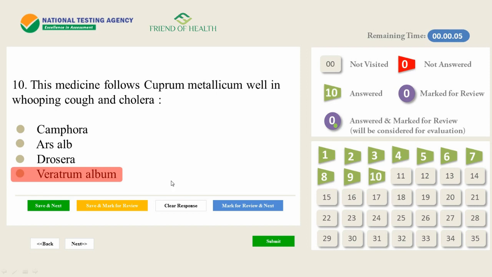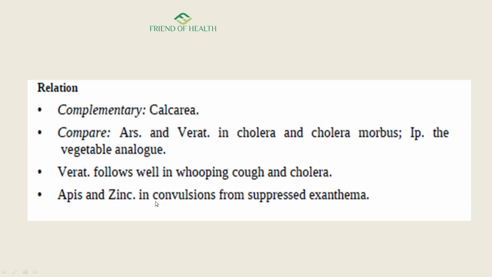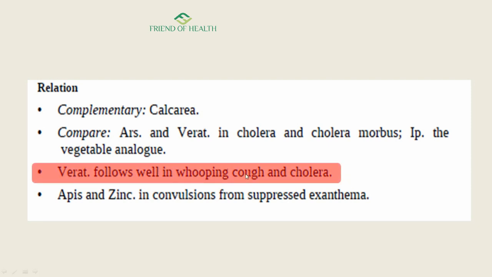You can see here all the questions are answered and everything is visited, so everything is over. So we will submit and we will see the last question's explanation. Veratrum follows well in whooping cough and cholera. So this is the relationship part of Cuprum met. You can see again, compare Arsenicum album and veratrum in cholera and cholera morbus; ipecac, the vegetable analog. So Cuprum met, which is the vegetable analog, if a question comes, ipecac is the answer.